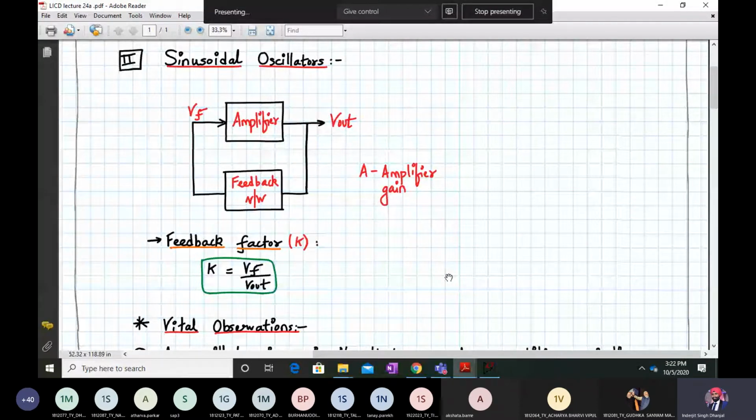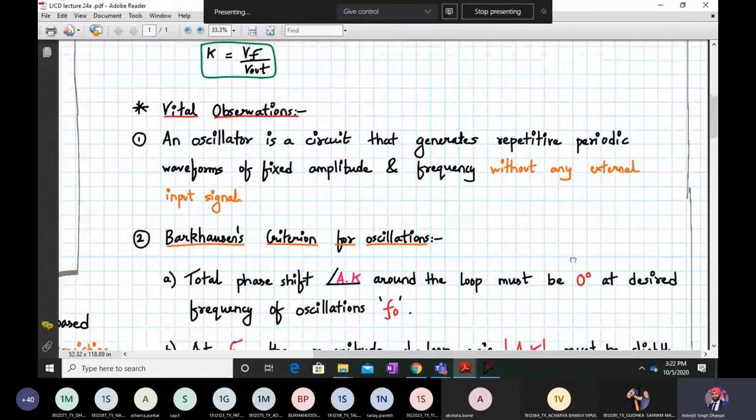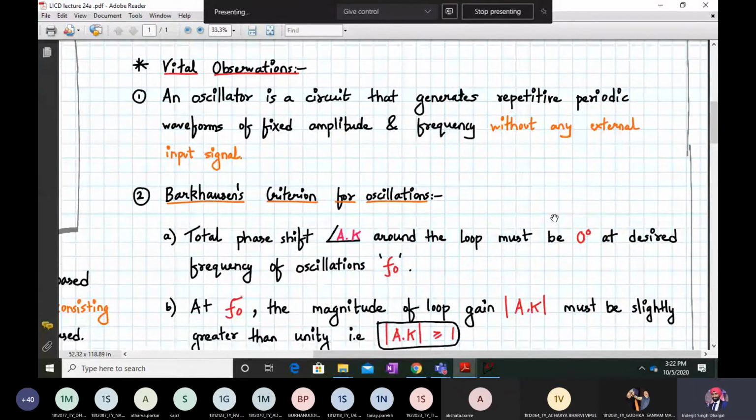Okay, and there are some vital observations with regard to the sinusoidal oscillator. So just a formal definition I have written over here. An oscillator is a circuit that generates repetitive periodic waveforms of fixed amplitude and frequency without any external input signal. So that's the formal definition of any oscillator circuit. And we have already studied the square wave, triangular wave, sawtooth wave oscillators. So this definition applies to those also.